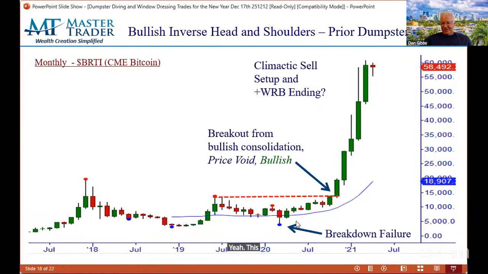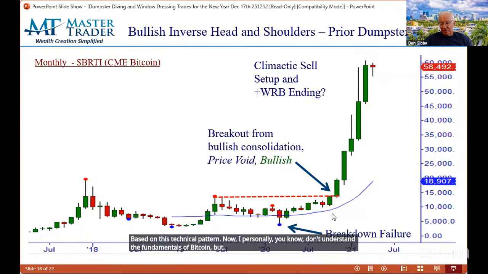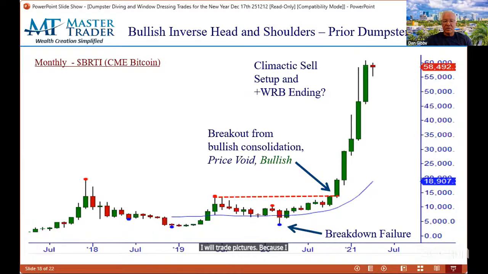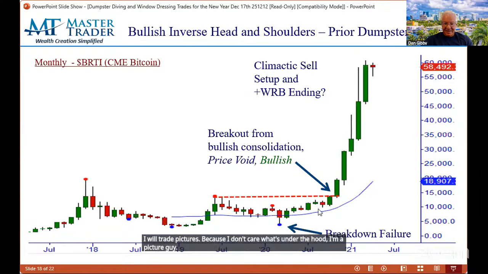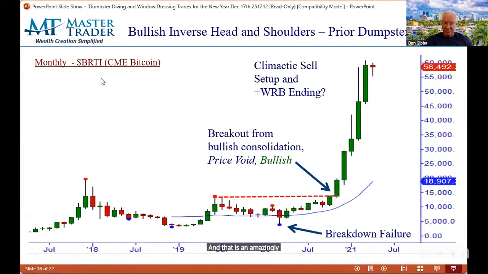This is an old chart, but I like showing it because this was a beautiful bottoming pattern. Look, this is Bitcoin, which is now almost $87,000. This was a breakout in late 2020, an inverse head and shoulders, and we gave this to subscribers based on this technical pattern. Now, I personally don't understand the fundamentals of Bitcoin, but I will trade pictures because I don't care what's under the hood. I'm a picture guy. And that is an amazingly bullish pattern, and this is a monthly chart.